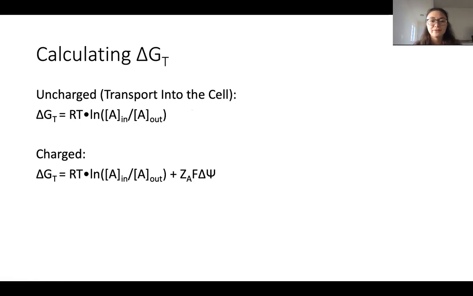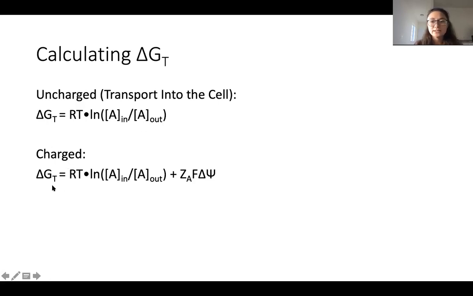If that's kind of confusing, or if you want a way to remember this, I like to think that, so usually we think of this as like the ln of the products over the reactants. So wherever that molecule is ending up will be on the top. So in this case, it's like on the inside, divided by where it started from, so the outside.